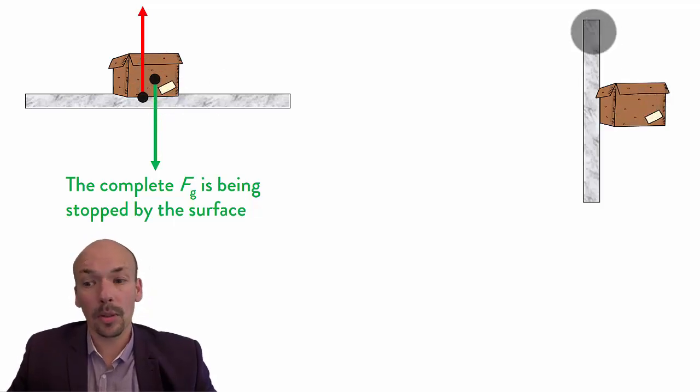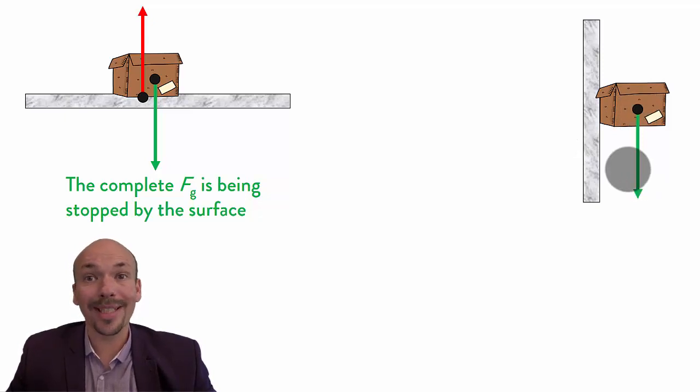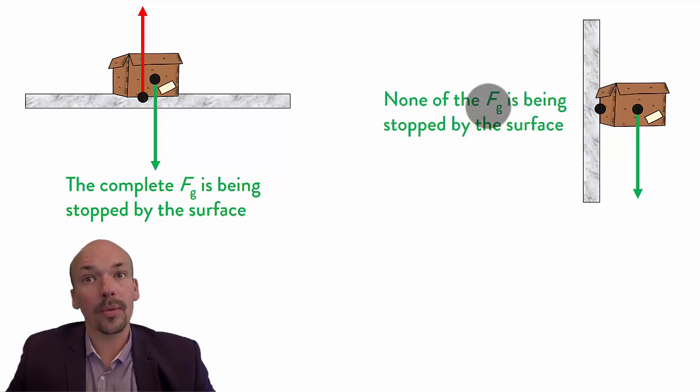Here we've put the box on a slope of 90 degrees. So now the complete gravitational force is not being stopped. There is no force stopping this one because the box is actually not pushing on this slope. So there is no normal force going out of this slope. So now none of the gravitational force is being stopped by the surface.